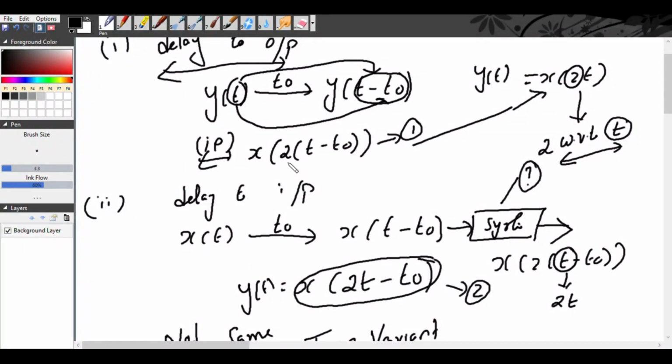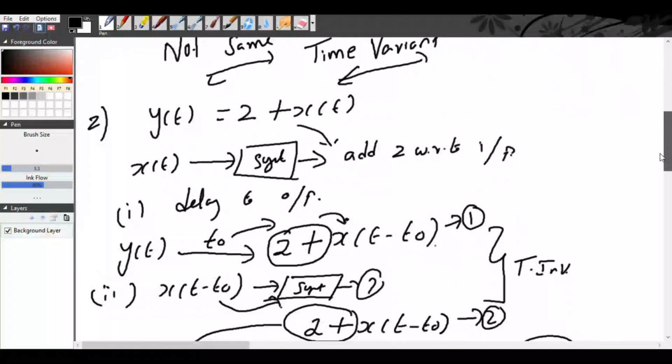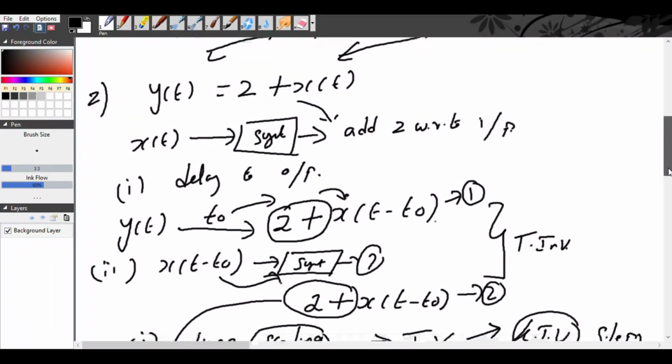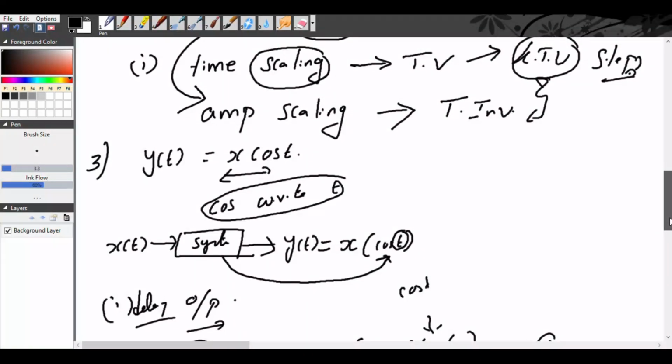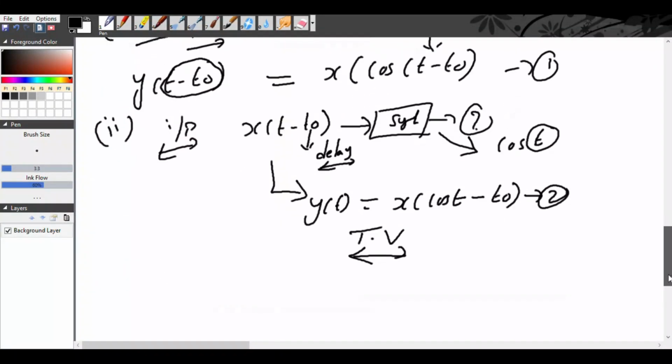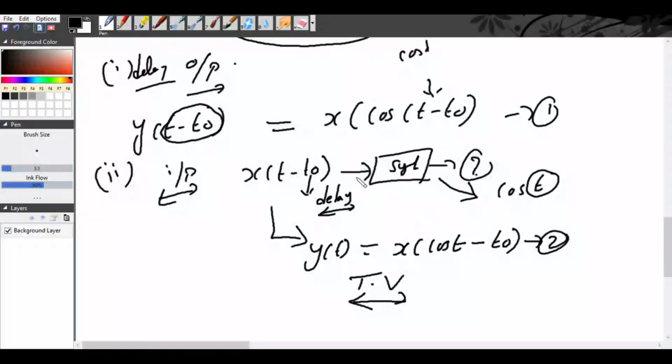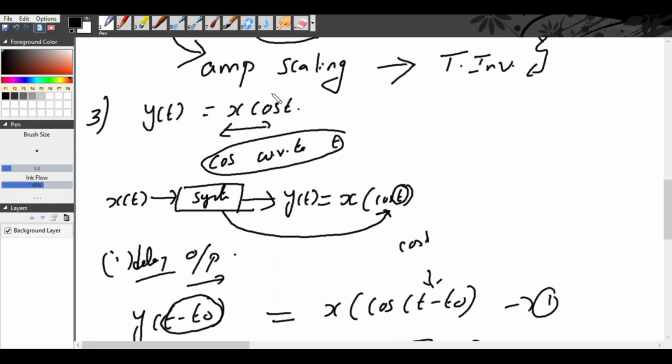Let me use some other color. Okay, so you check this particular equation. This is also a time scaling thing, because it scales the time. Now this equation, that is our last equation, this is also scaling the time.